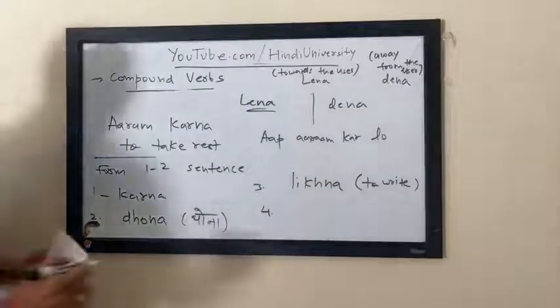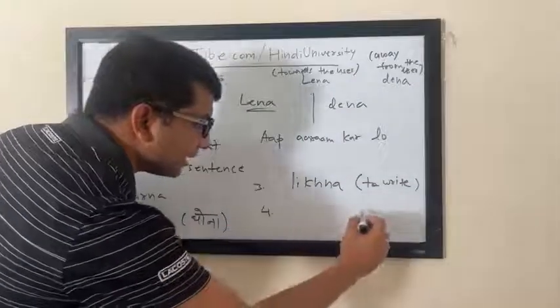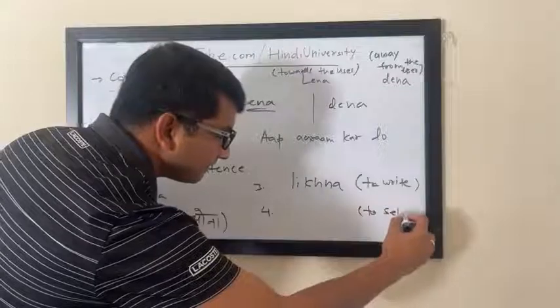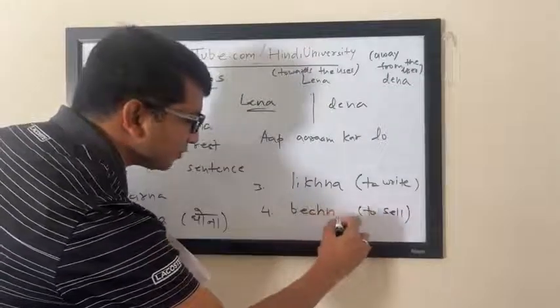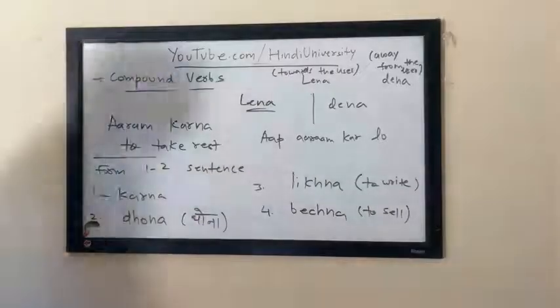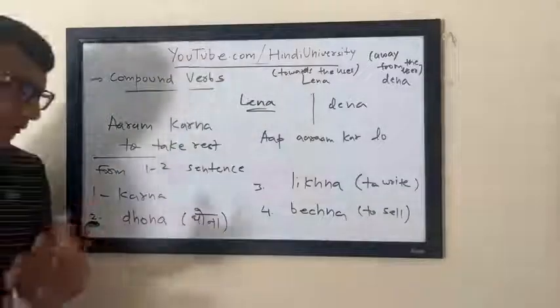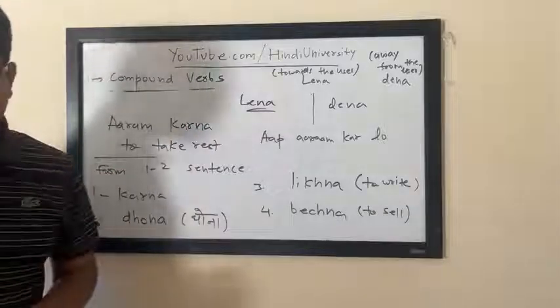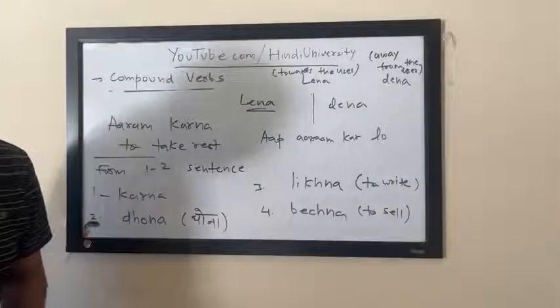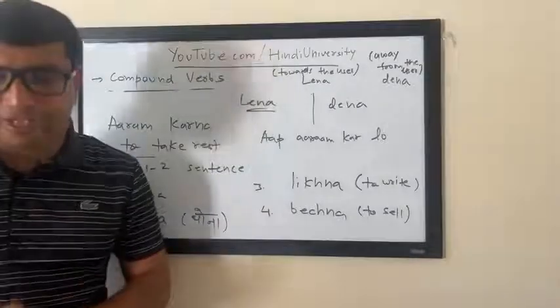And then I have the fourth one, which is to sell. To sell is bechna. Very good, bechna. So simple, not too fancy. Only these four verbs. I want you to try both lena and dena and write small sentences. That's about it. We'll finish the class on time.